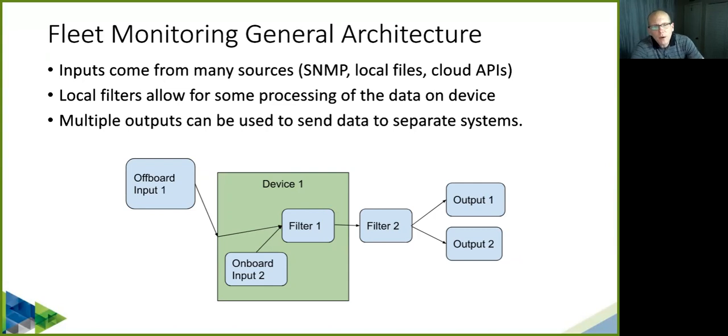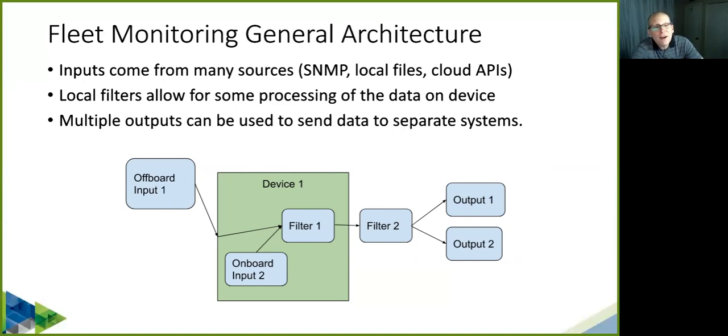You see in our diagram here, we're pulling some input from onboard sources, so that could be things like CPU usage, memory usage, that kind of thing. We're also pulling some data from offboard sources. That's where you would get into things like SNMP, cloud APIs, and such. Additionally, you've got some local filters that allow for some processing on the device. You can filter out certain things that you're not interested in. You might even be able to do a little bit of manipulation of the data before you send it up.